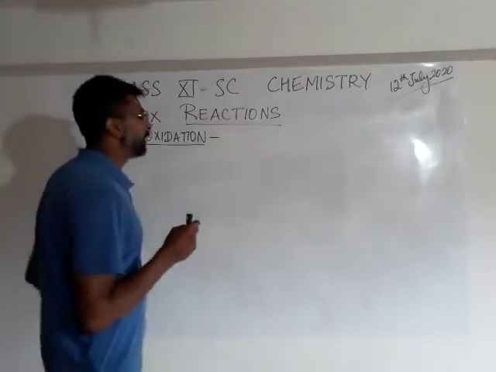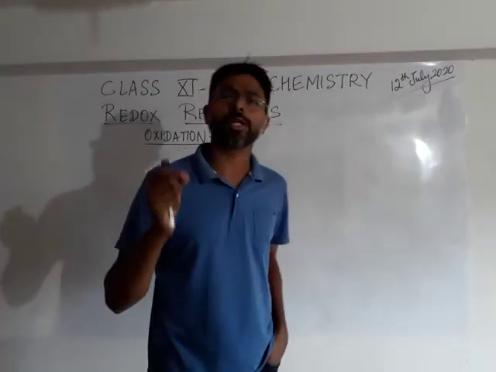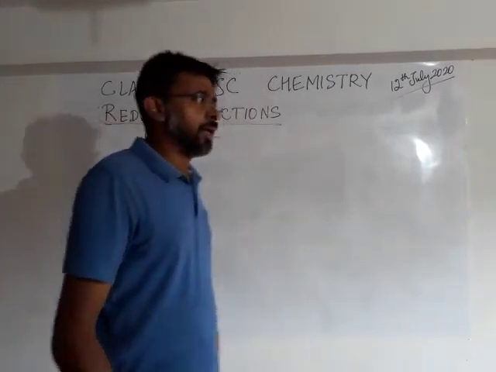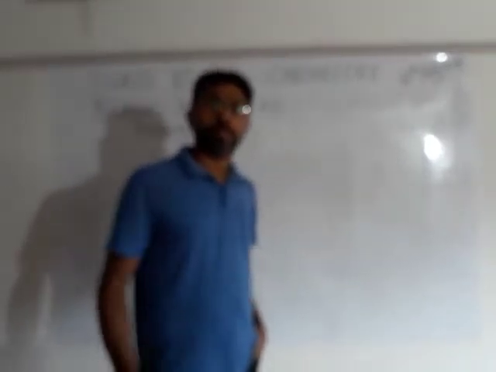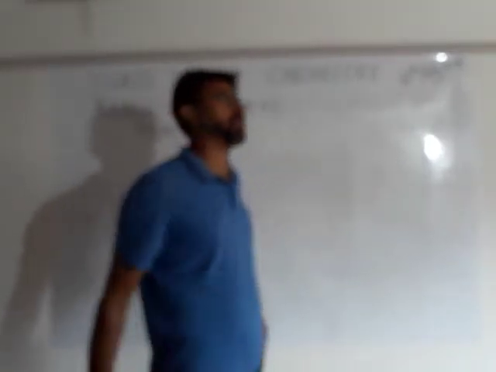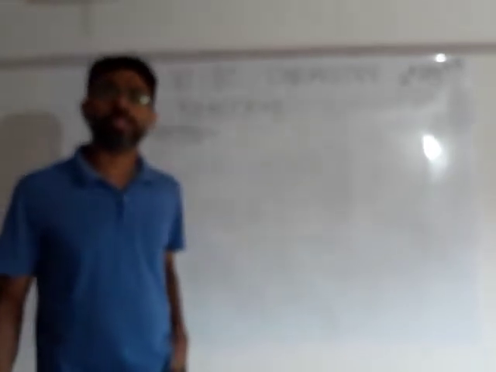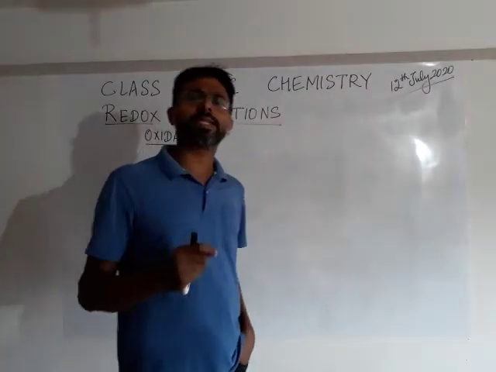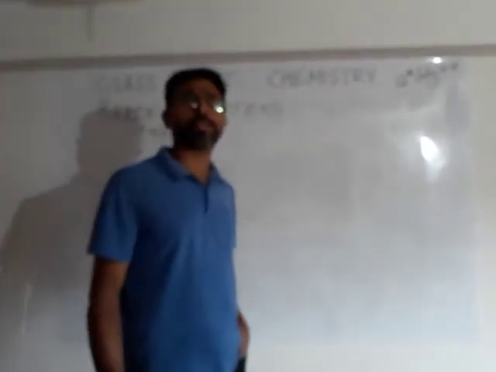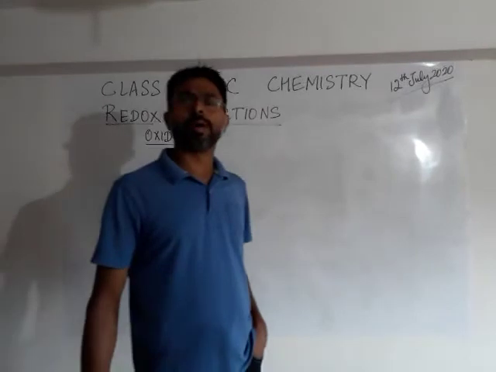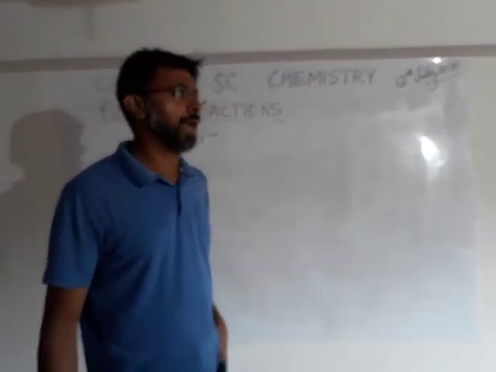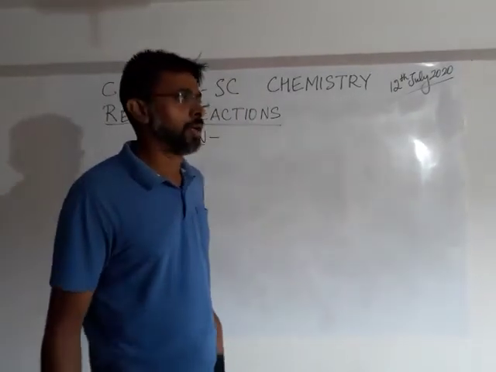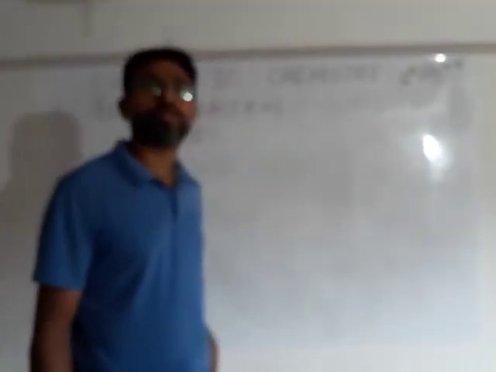Besides that, you'll understand what is oxidation number. Then there are two very important methods for balancing chemical equations, and I will explain the balancing of chemical equations by these two methods. The first method is called the oxidation number method. The second method is called the ion electron method. And then that will come to the end of the chapter. So these are the important things I will discuss.